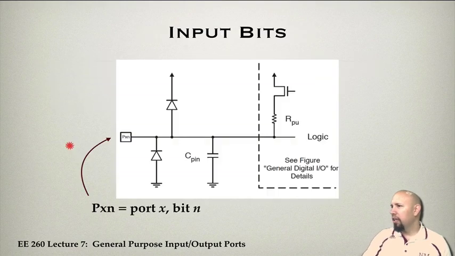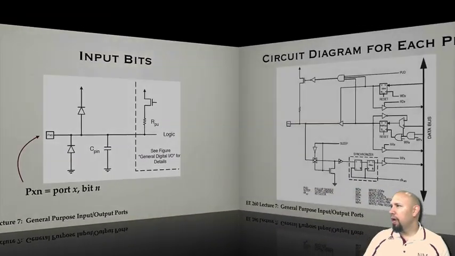For example, here we have port X pin N, and this is what the circuit looks like that's connecting that. There are some diodes, there's a capacitor, and then there's a pull-up resistor that is also connected. That's important to understand. This idea of a particular port number and bit number or pin number, we're going to see quite a bit throughout here.